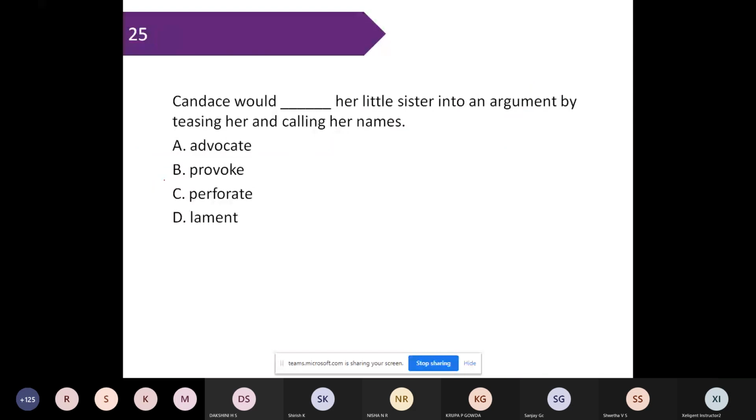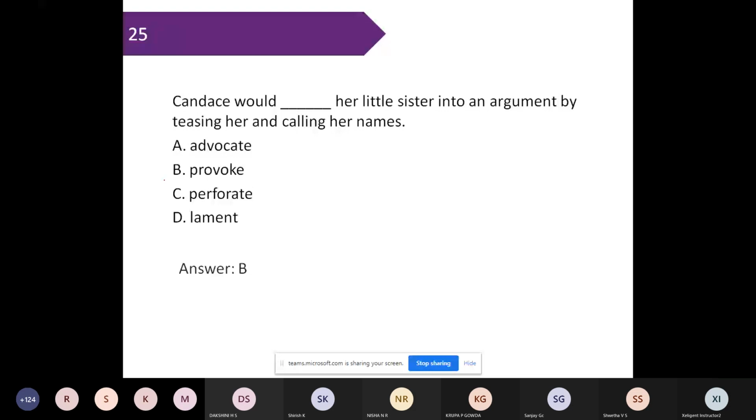Candace would blank her little sister into an argument by teasing her and calling her names. Yes, what is the correct answer? Provoke. Yes, provoke is the correct answer. Option B. Most of you have not given a guess word for this. Irritate. Okay, I have got one word. Irritate her little sister.